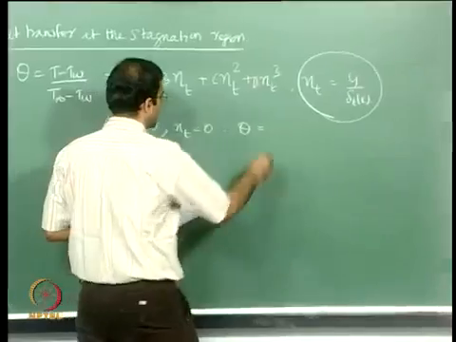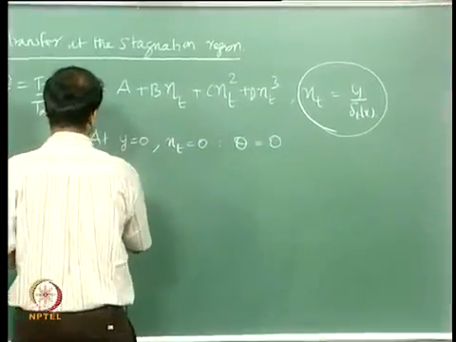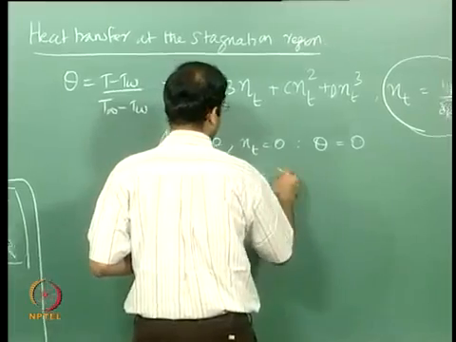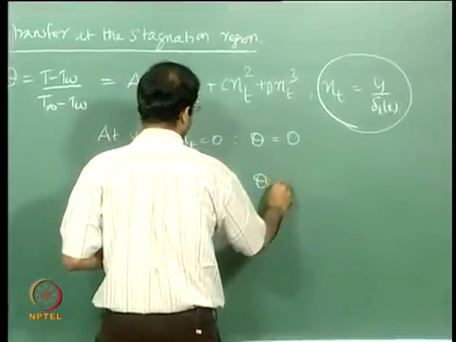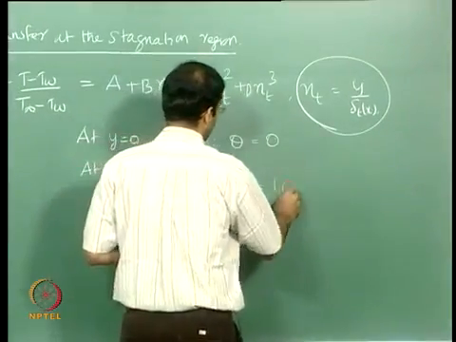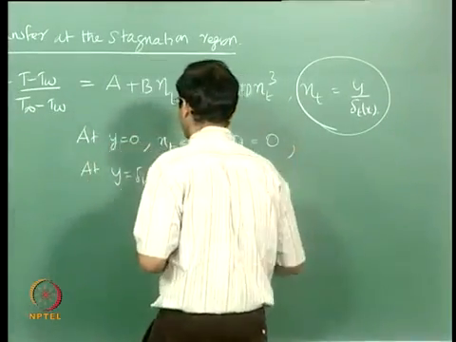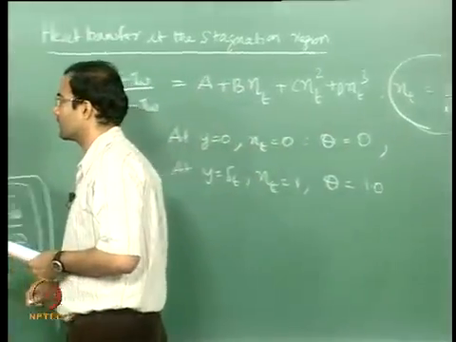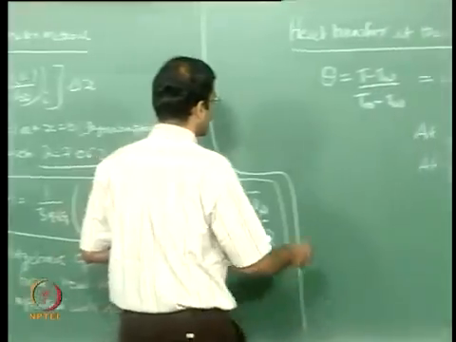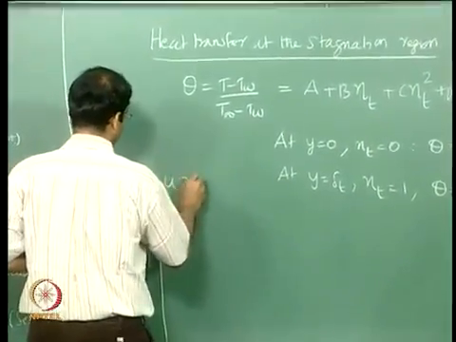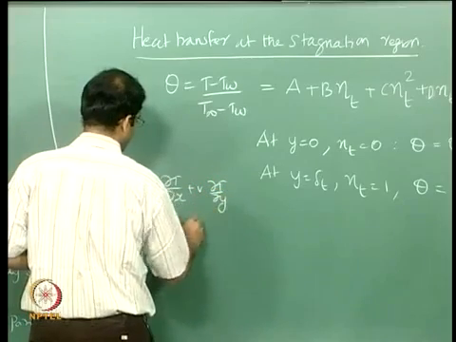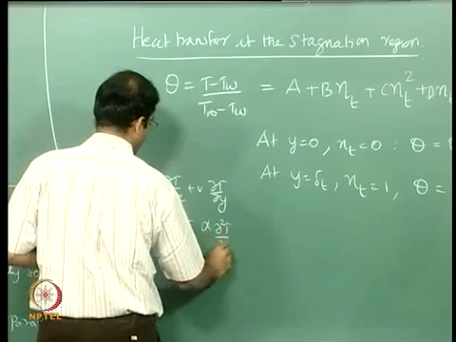It should be 0, and at y equal to delta t, corresponding to eta t equal to 1, theta should be 1, and even at y equal to 0. Now if you go and look at the higher order boundary condition from the energy equation again, u dT/dx plus v dT/dy should be equal to alpha d square T by dy square.